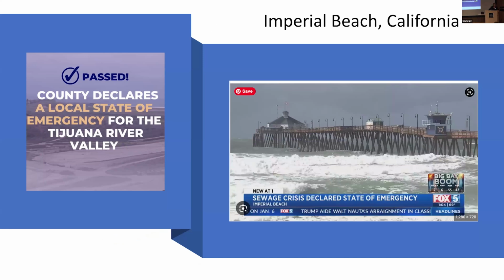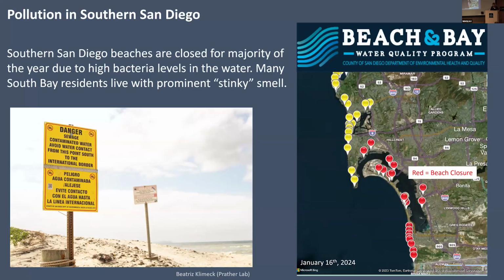So Imperial Beach, how many of you have heard of it? Imperial Beach is in southern San Diego. Billions of gallons of raw sewage pour into that ocean. Yum. And so it's been declared a state of emergency. The beach is closed, based on bacterial levels. As you get down close to the border, beaches are pretty much closed all the time.